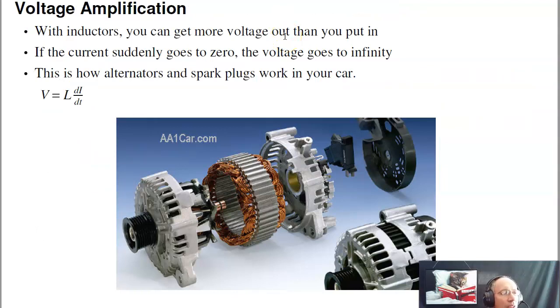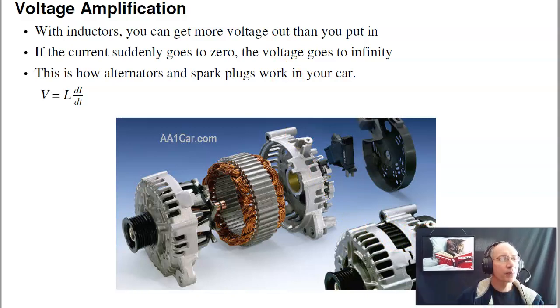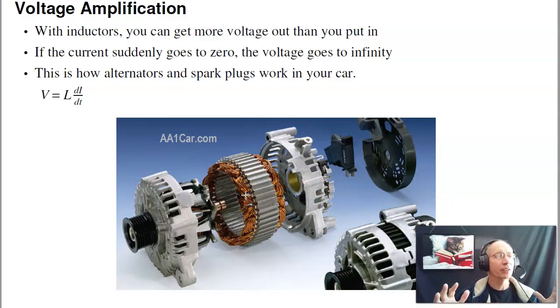With inductors, I can also amplify voltages. This is how alternators work. When I apply current to an inductor, it builds up energy in the magnetic field. If I try to stop the current from flowing, the energy in the magnetic field has to go somewhere. When the field collapses, it'll generate voltage. The voltage is whatever it takes to find a path to ground. It can be thousands of volts.